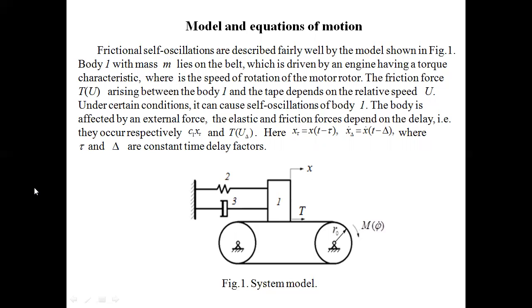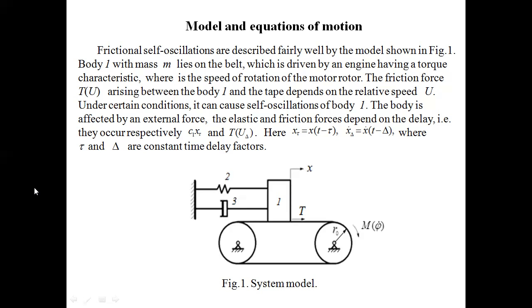The friction force T(u) varying between body 1 and the tape depends on the relative speed u. Under certain conditions, it can cause self-oscillations of body 1. The body is affected by an external force. The elastic and friction forces depend on the delay, i.e., they occur respectively as C1 x(τ) and T(u_δ).